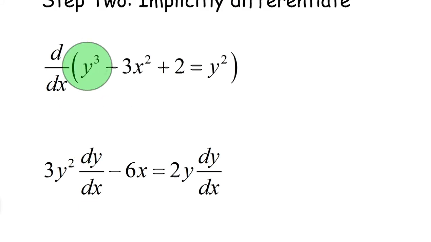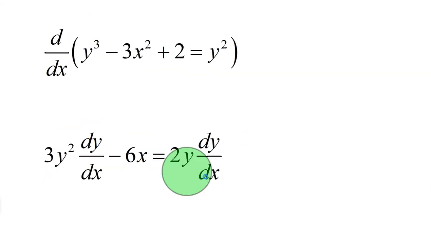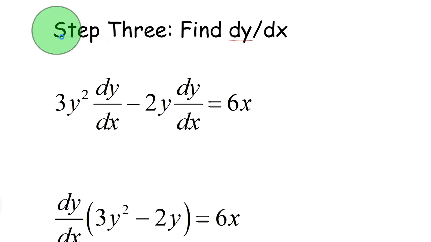We will have to multiply these by dy/dx when we take the derivative. And here we go: 3y squared dy/dx minus 6x equals, derivative of this is 0, so it goes away, equals 2y dy/dx. That's going to lead us to our next step, which is to find dy/dx.